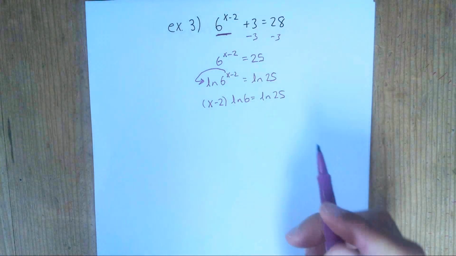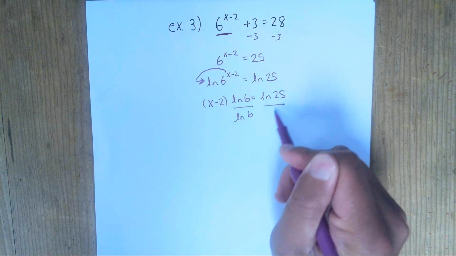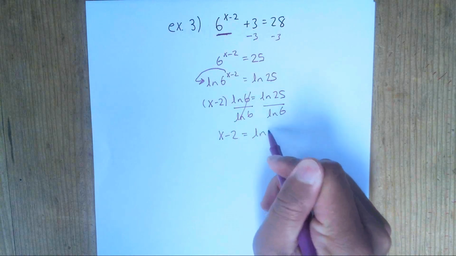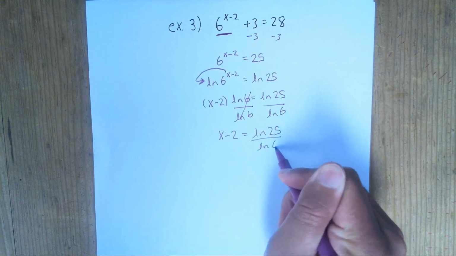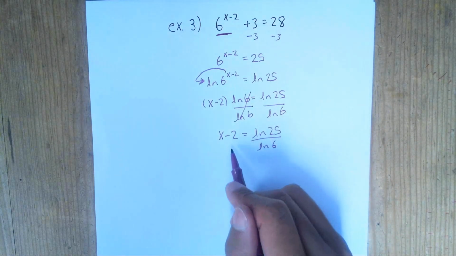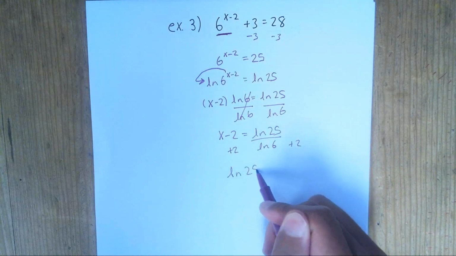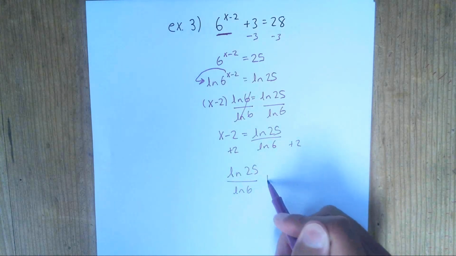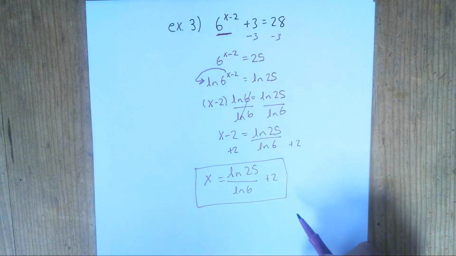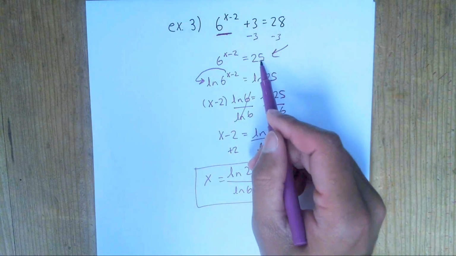And don't forget the main goal: to solve for x. So I'll divide by ln 6. Dividing by ln 6, this cancels out, leaving me with x minus 2 equals ln 25 over ln 6. You could turn this into a decimal if you wanted to, or leave it just like that. Then ask yourself, how do I get x alone? I'm going to add 2 to both sides, and that gives me ln 25 over ln 6 plus 2 is equal to x, and that's my final answer. So sometimes you're going to get stuck, and if you ever get stuck, when you can't break it down, take ln of both sides.